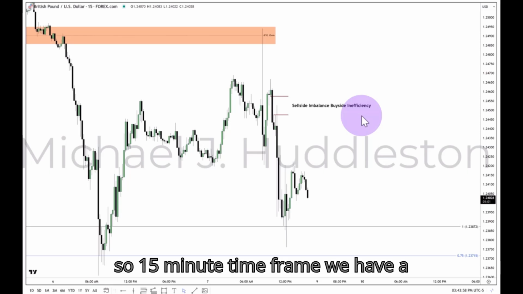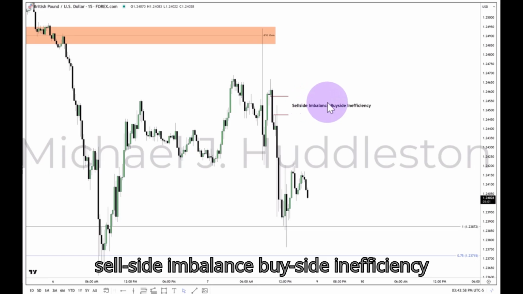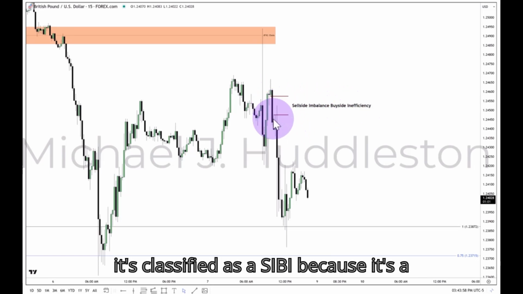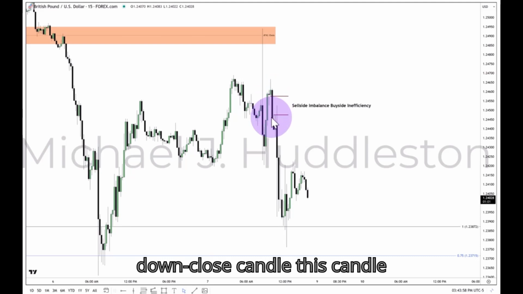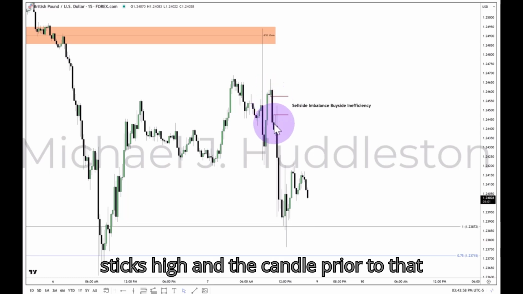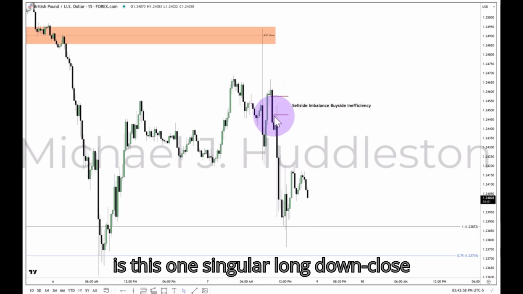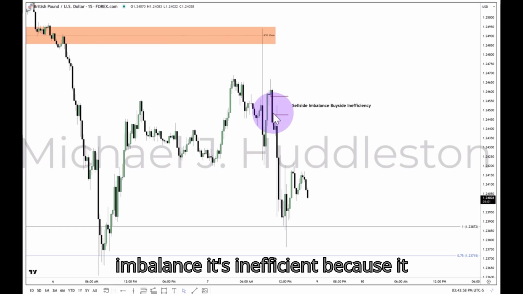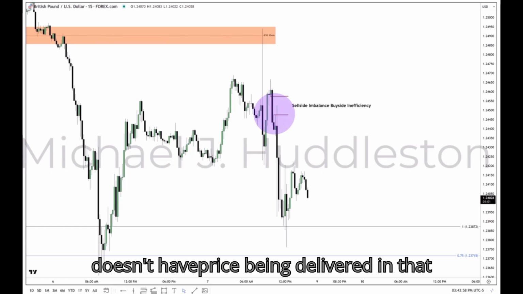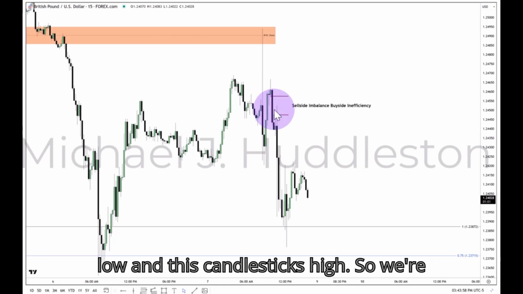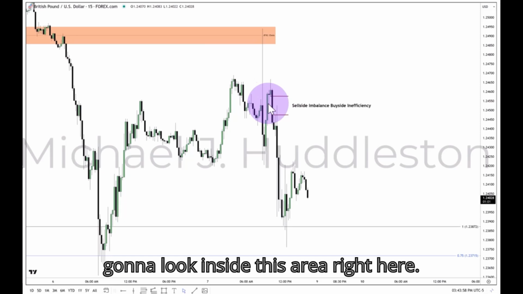So 15-minute time frame, we have a sell side imbalance, buy side inefficiency. It's a SIBI. It's a fair value gap, but it's classified as a SIBI because it's a down closed candle. This candle sticks low, and this candle sticks high. And the candle prior to that is this one singular long down close portion. That is sell side imbalance. It's inefficient because it doesn't have price being delivered in that same range defined by this candlestick's low and this candlestick's high. So we're going to look inside this area right here.